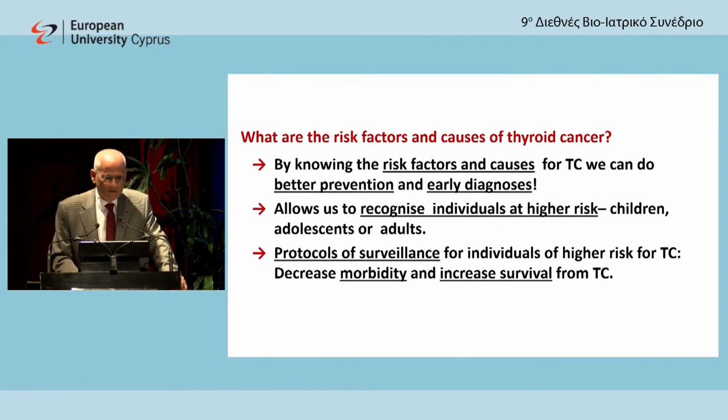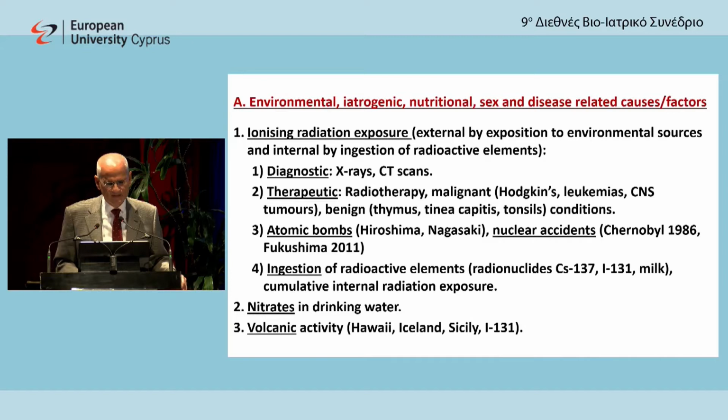Now, it's important to spend a couple of minutes on risk factor causes, because by knowing them better, we can make better prevention, and we will see that there is a lot of work to be done in this field. The most established risk factor is ionizing radiation exposure. This is well known. It can be external, by exposure to environmental sources, or internal, by ingestion of radioactive elements.